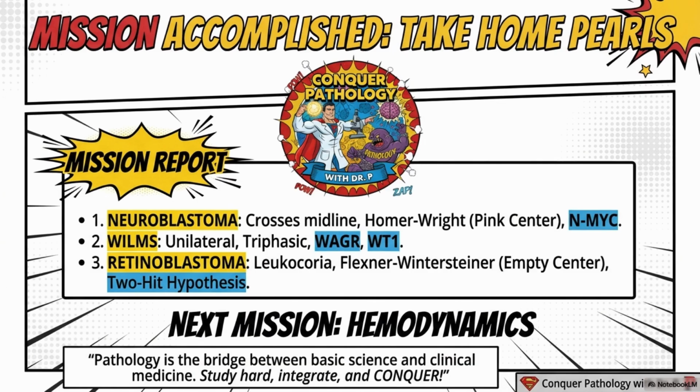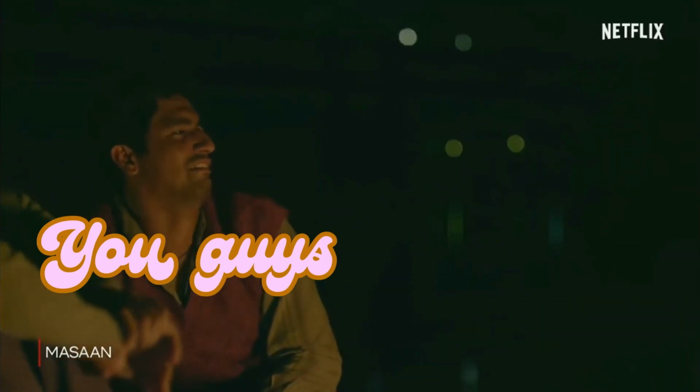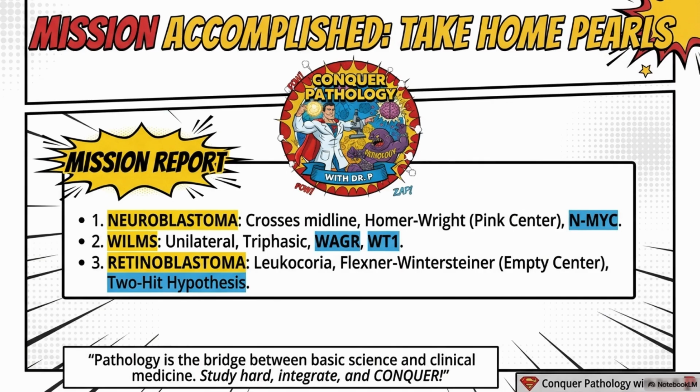Mission accomplished. I know remembering all genes and chromosomes is painful. But stick with the mnemonics and you will conquer it. Here are your take-home pearls to memorize. Neuroblastoma crosses the midline, Homer Wright rosettes, pink center, and MYCN gene. Wilms tumor does not cross the midline, triphasic histology, WT1 gene. Retinoblastoma, leukocoria, Flexner-Wintersteiner rosettes, white center, RB gene, two-hit hypothesis.